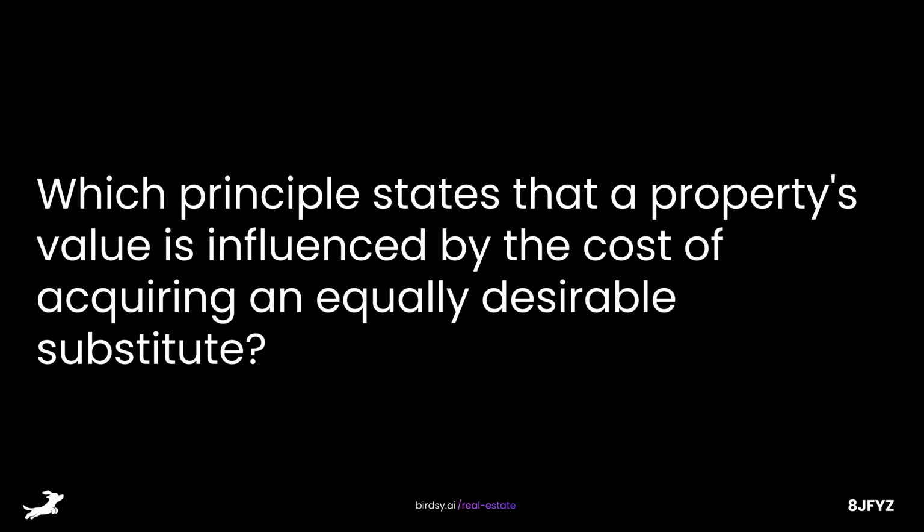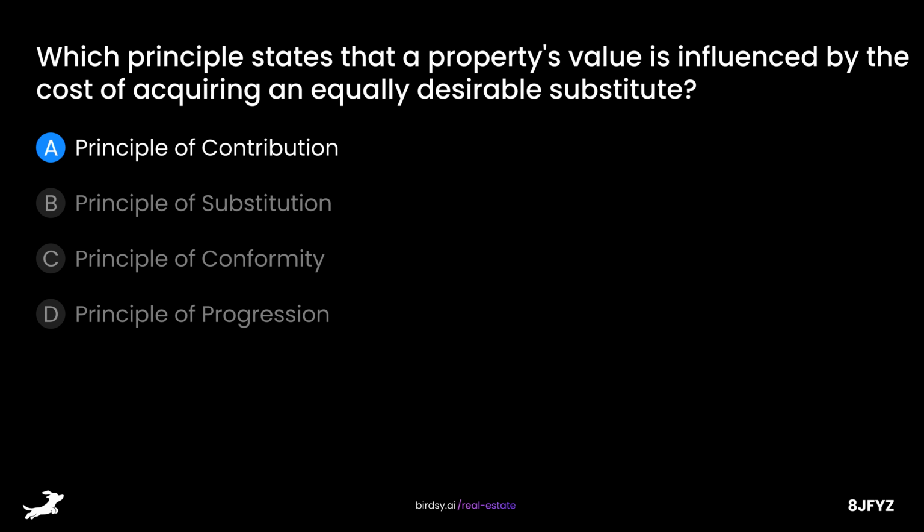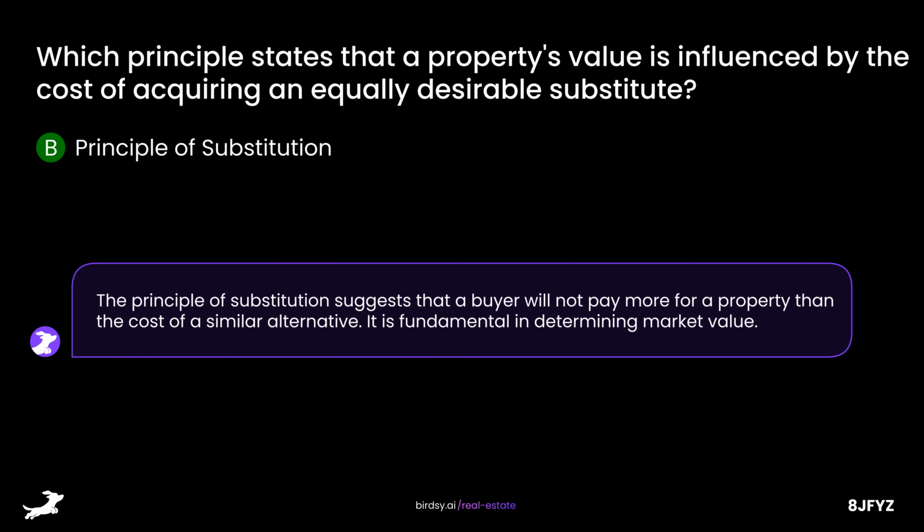Which principle states that a property's value is influenced by the cost of acquiring an equally desirable substitute? Is it A, principle of contribution, B, principle of substitution, C, principle of conformity, or D, principle of progression? The answer is B, principle of substitution. The principle of substitution suggests that a buyer will not pay more for a property than the cost of a similar alternative. It is fundamental in determining market value.